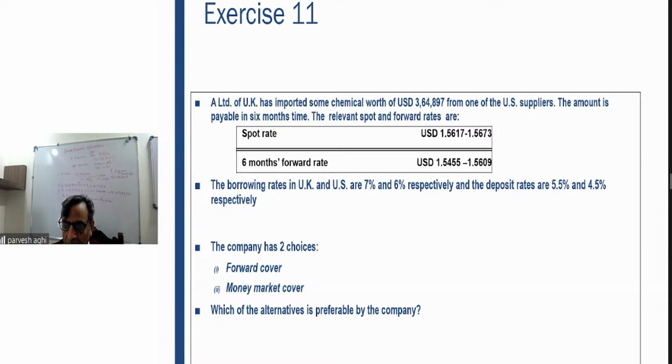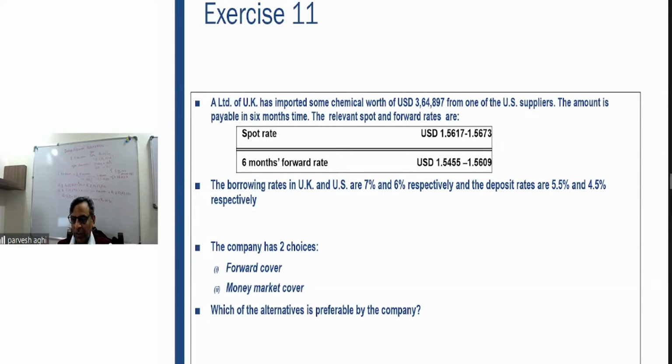A Limited of UK has imported some chemicals worth $3,64,897. So this is the import. The person is from UK and he has imported $3,64,000 worth of chemicals from one of the US suppliers. The amount is payable in 6 months' time.